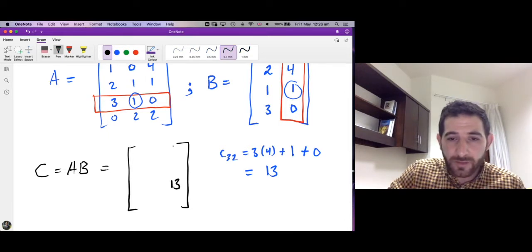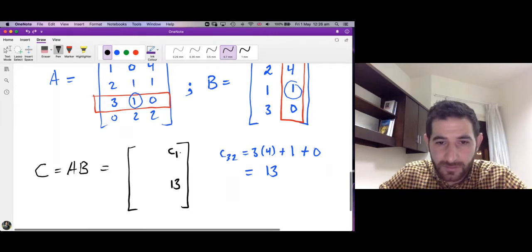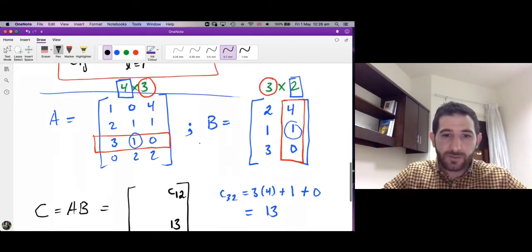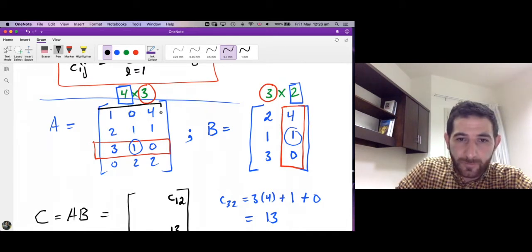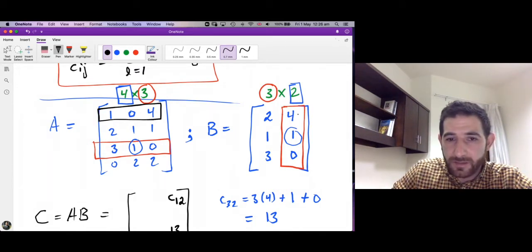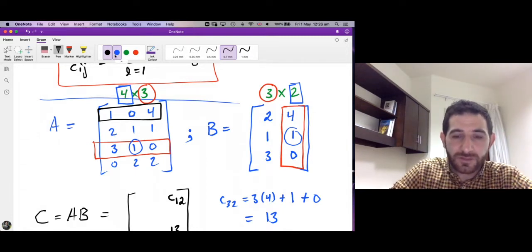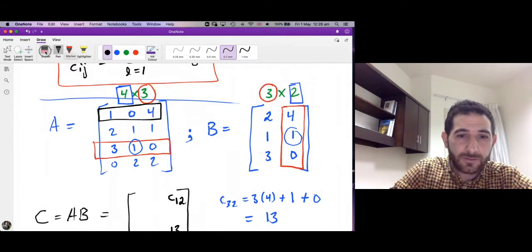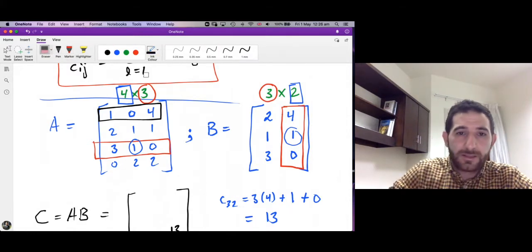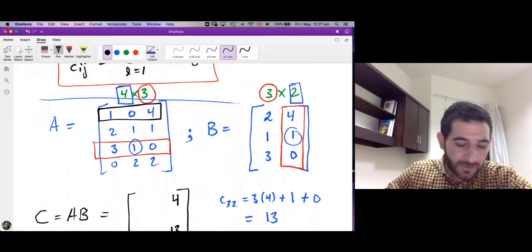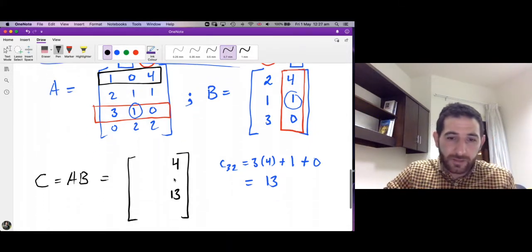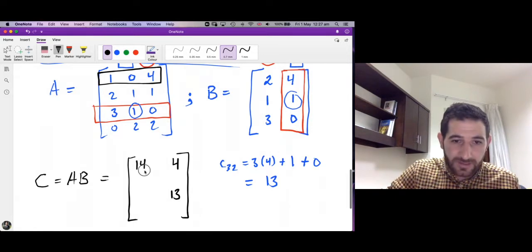Okay, now if you want to get this number, what is this number? This is C in the first row, second column. So what's C12? You look at the first row and second column again. So 1 times 4 is 4, plus 0 times 1 is 0, plus 4 times 0 is 0. So this is 4 plus 0, which is 4. And so we know that this entry is 4. So you keep doing this until you get all the entries, and check that this is the product.